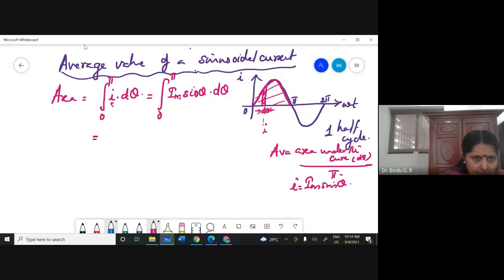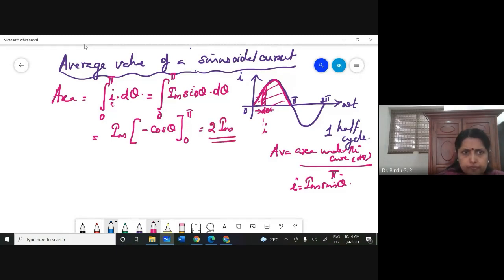So this will be equal to Im times the integral of sine theta, which is minus cos theta, from 0 to pi. That is equal to 2Im. Now, what is the average value? The average value will be the area under the curve, that is 2Im.